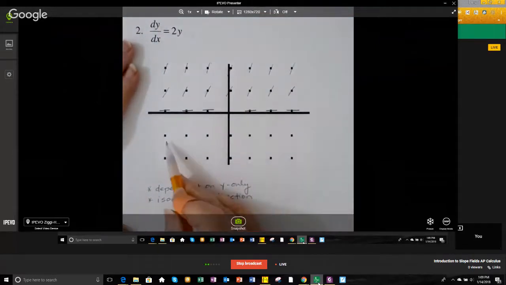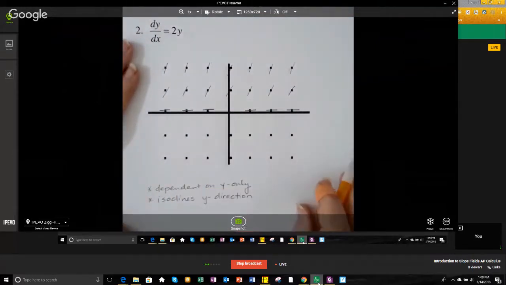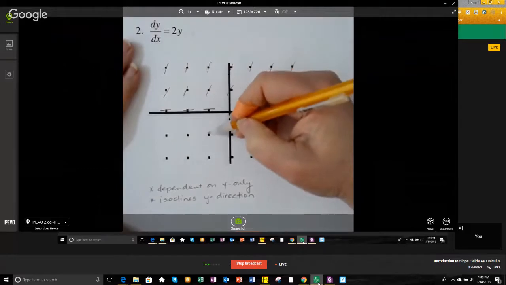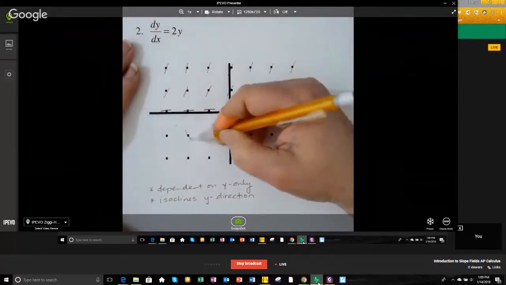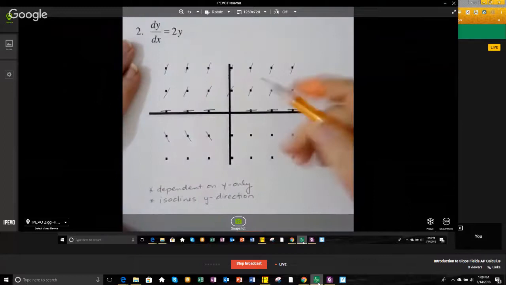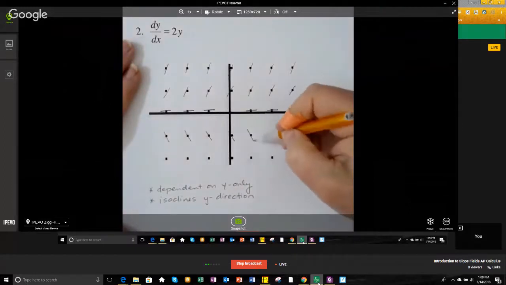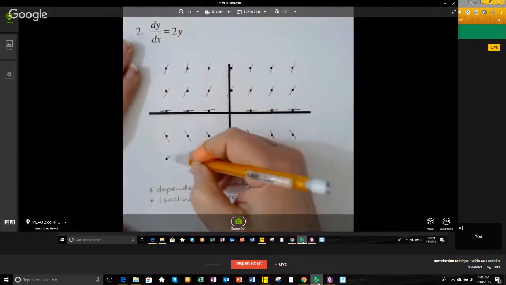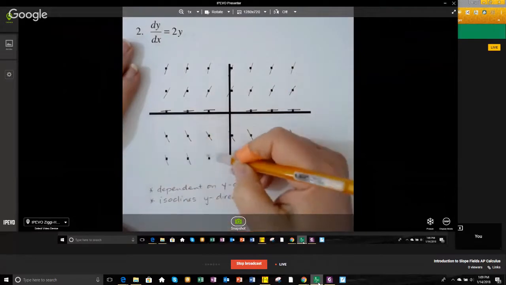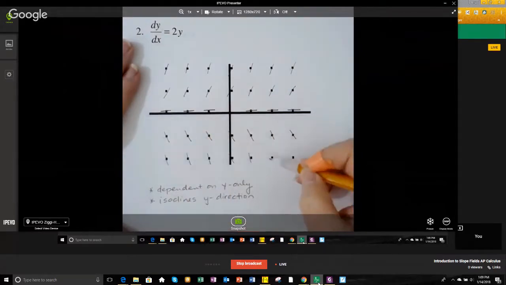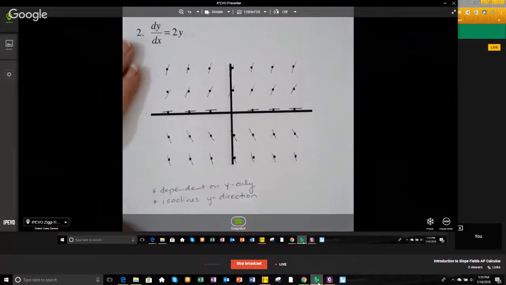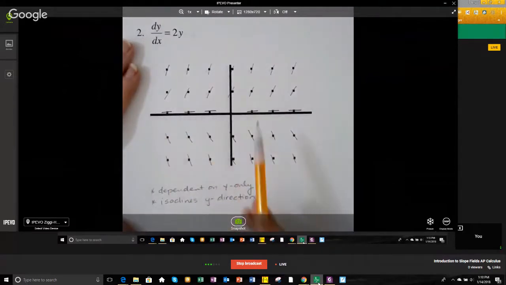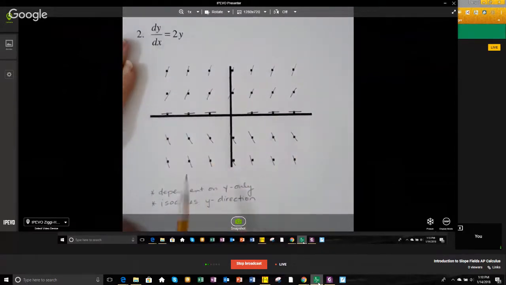And then when y is -1, we're going to have slopes of -2. So we're going to switch our slant here to a negative slope. And then -4 is going to be when y is -2. So you notice the isoclines are in the y direction. And you might ask yourself, okay, so what family of solutions would this be?